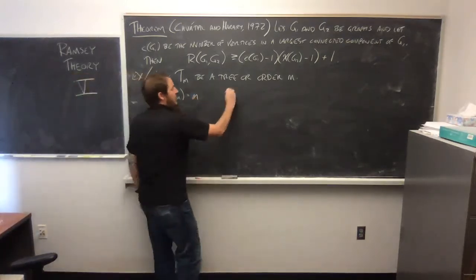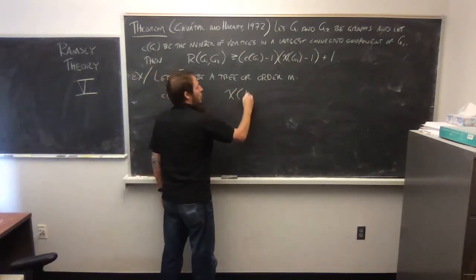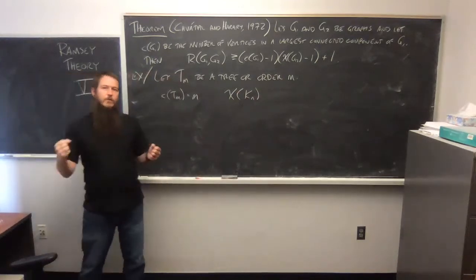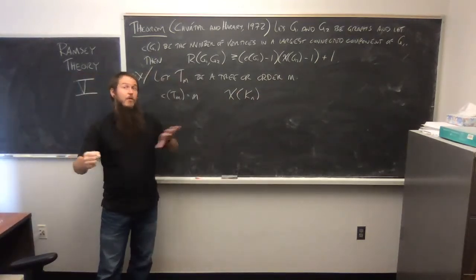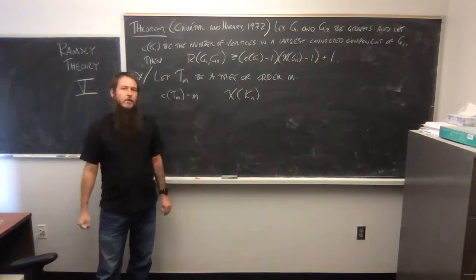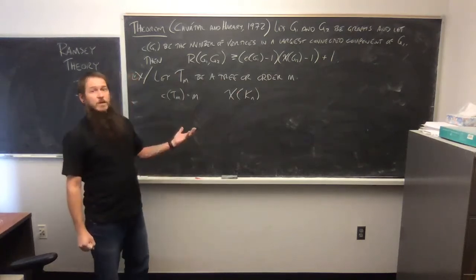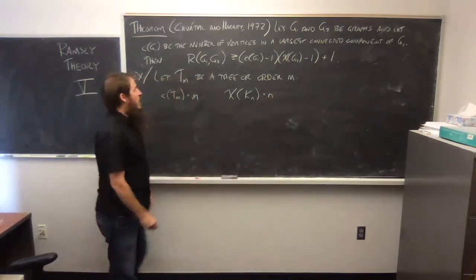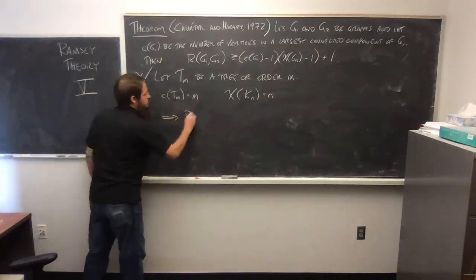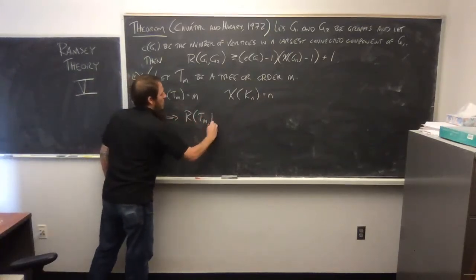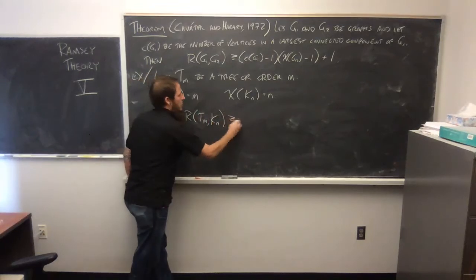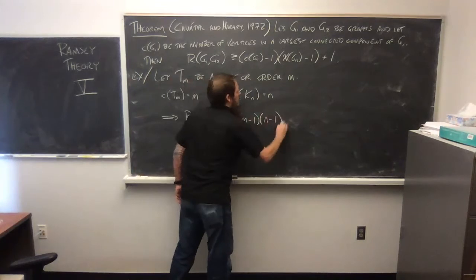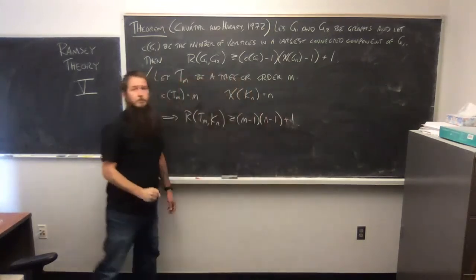At the same time, if I consider the chromatic number for, say, K_n, well, any complete graph, every single vertex must be colored differently from any other vertex because they're all adjacent to one another. So it requires whatever the order is to get a proper vertex coloring. So if we go ahead and apply this, we get that this is greater than or equal to (m minus 1)(n minus 1) plus 1.